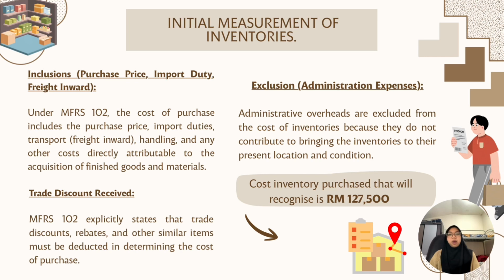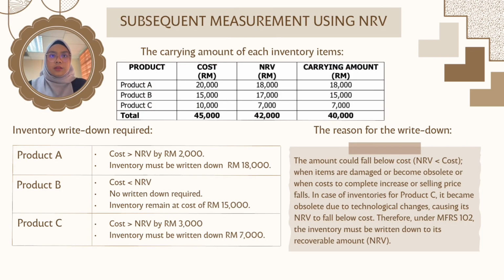And for the second one, trade discount received. Under MFRS 102, it explicitly states that trade discounts, rebates, and other similar items must be deducted in determining the cost of purchase. And for the last one is the exclusion of administration expenses. Why are administration overheads excluded from the cost of inventory? Because they do not contribute to bringing inventory to their present location and condition. So we recognize the cost of inventory purchase is 127,500 ringgit.